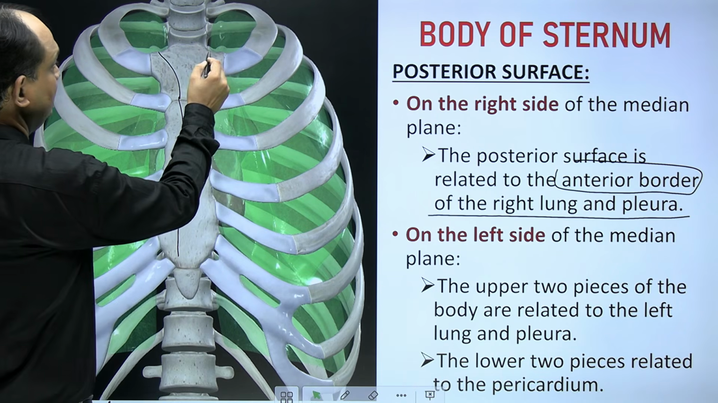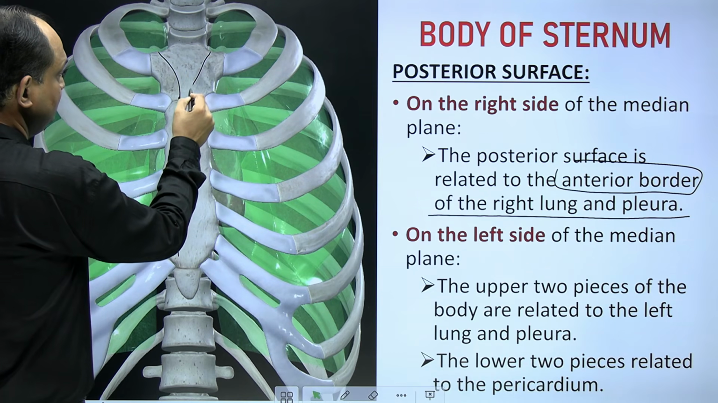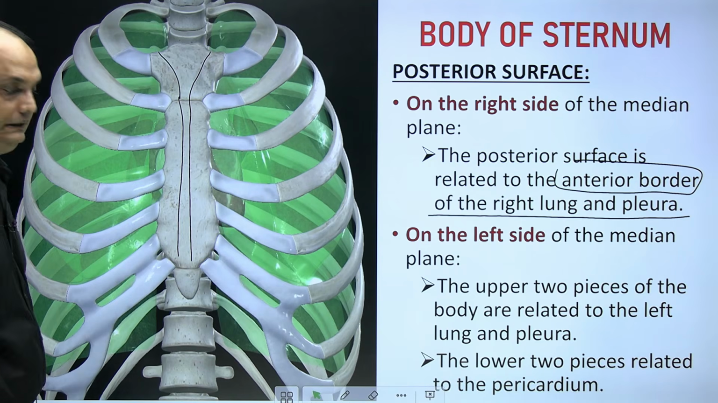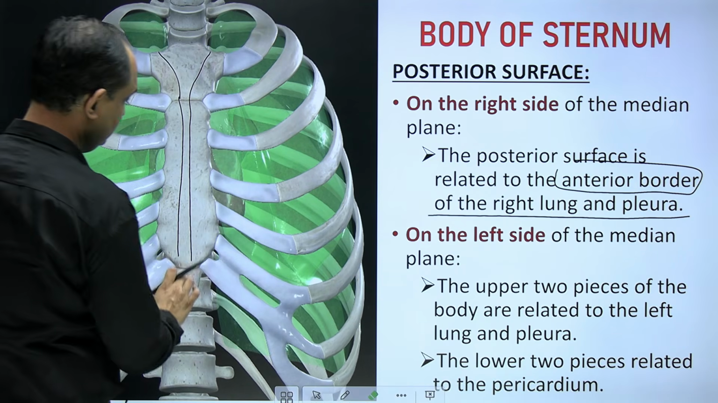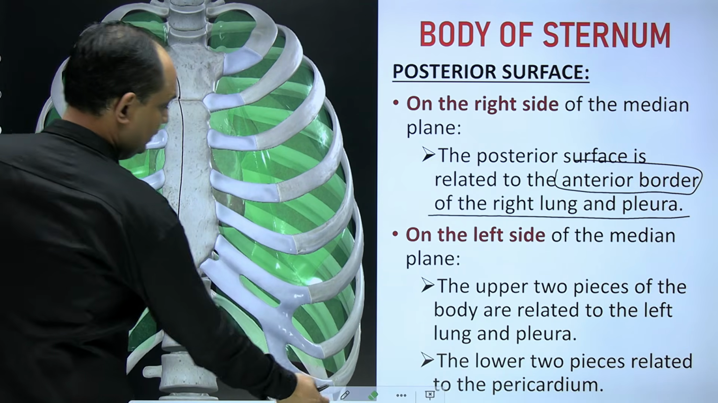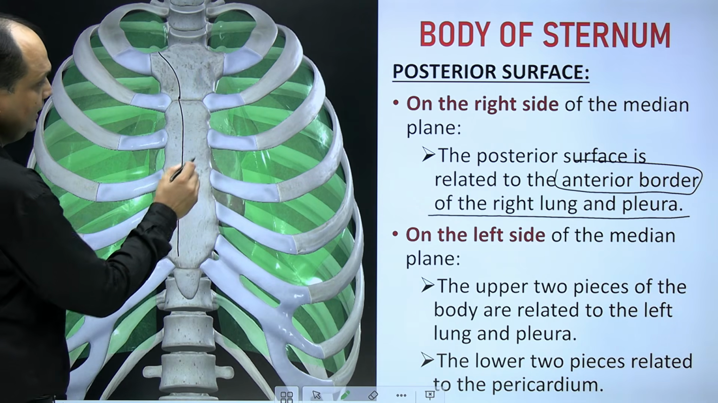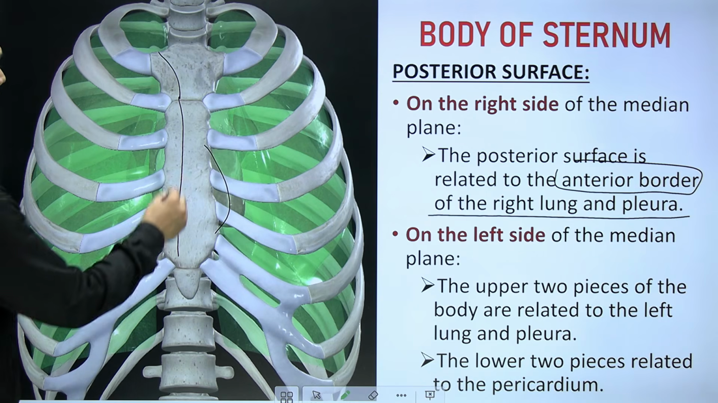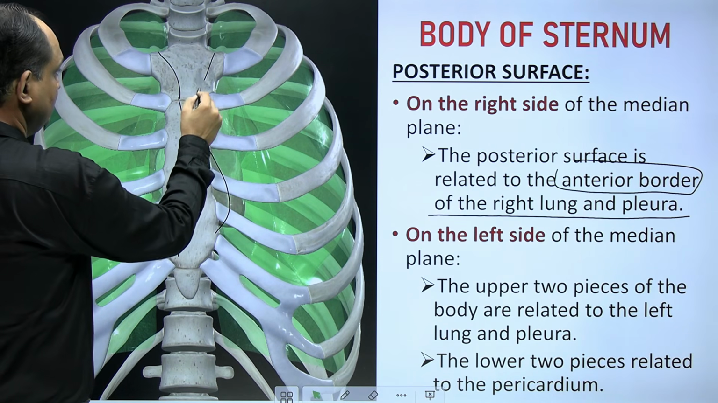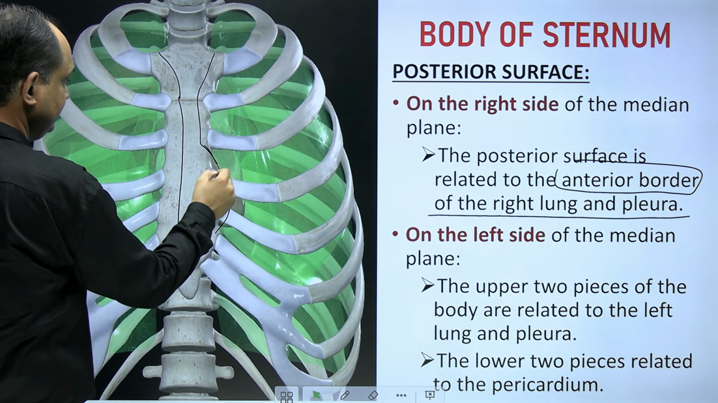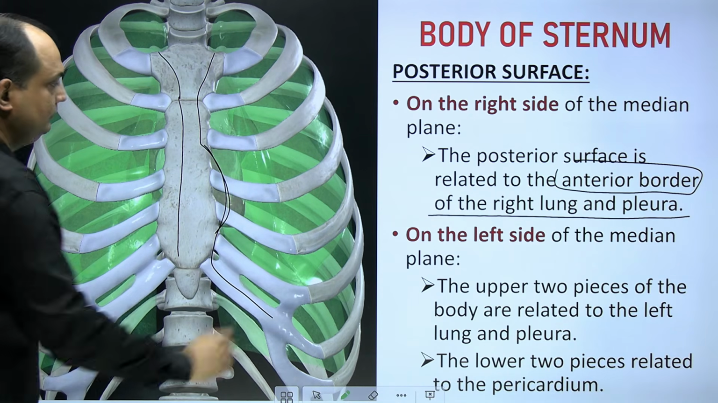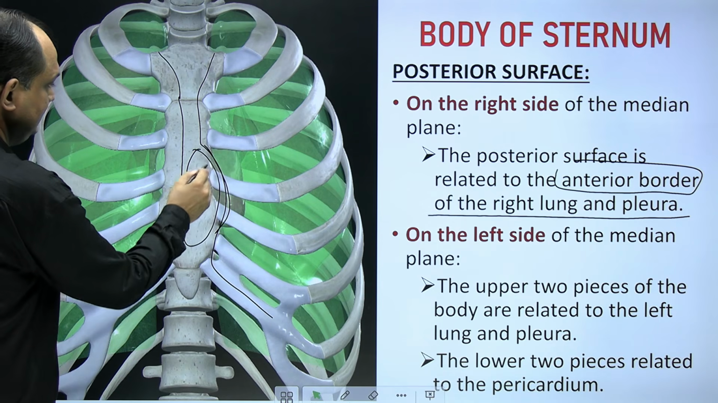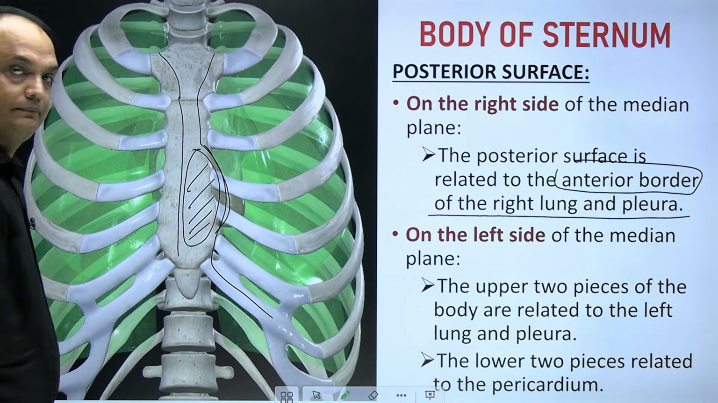That means when you are drawing the posterior relation of the pleura on the left side, you cannot draw this line vertically. It is wrong. Why is it wrong? Because you know that on the left side you have the presence of a cardiac notch. So when you are drawing the pleura, you have to draw it like this. Clear? And then it will go down. So this area is related with the pericardium.